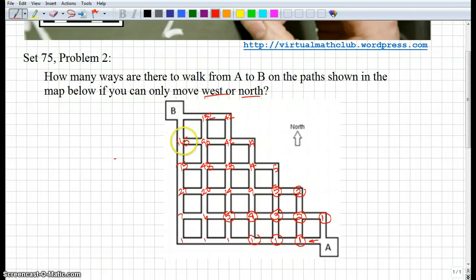So we had 165 ways to get here, 132 ways to get there, so we have a total of 297 ways to get to B, starting at A. So that's our answer. The answer is there are 297 ways to go from A to B along the paths. There you go.